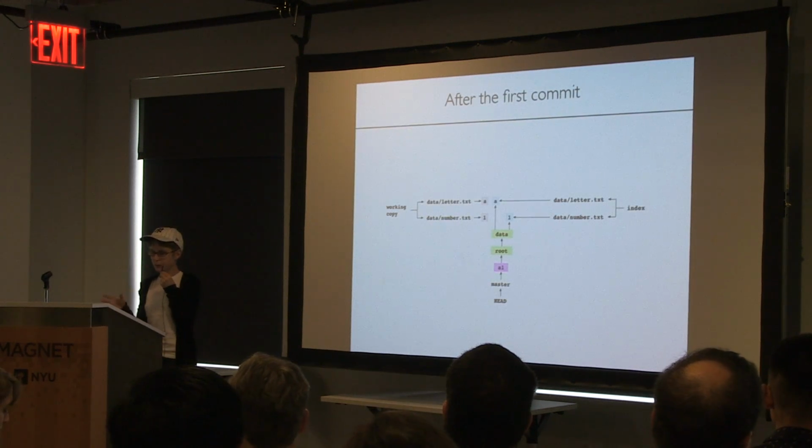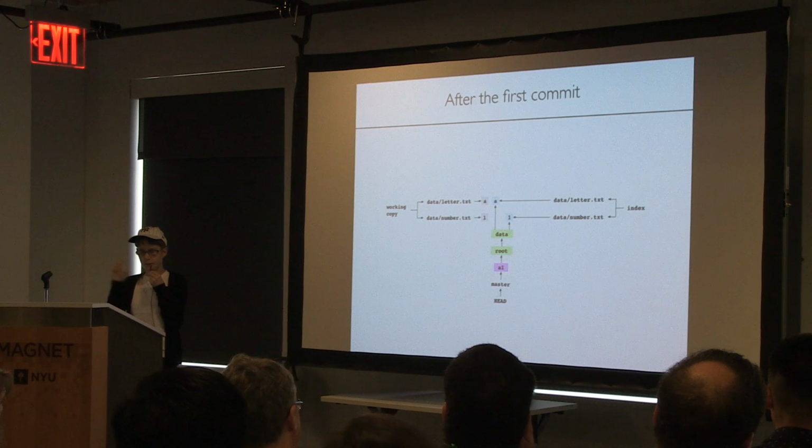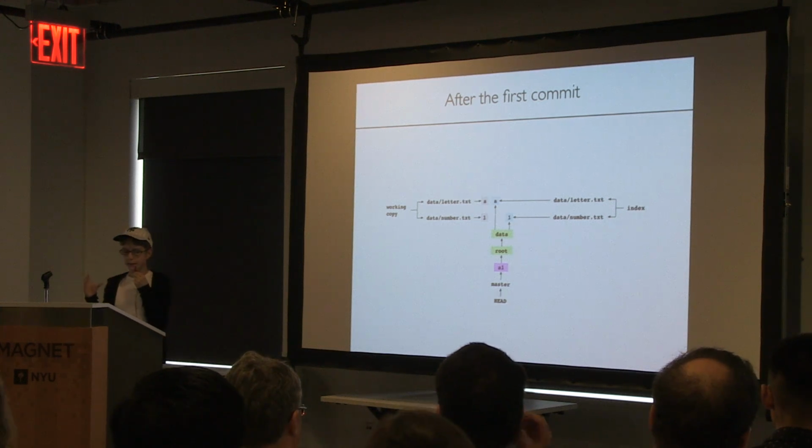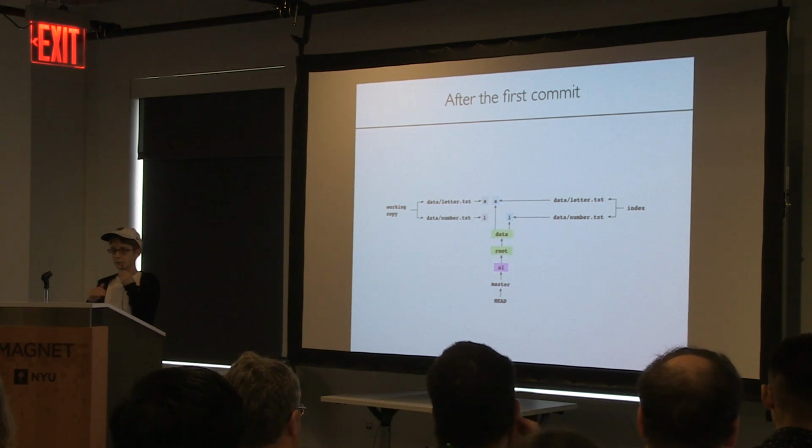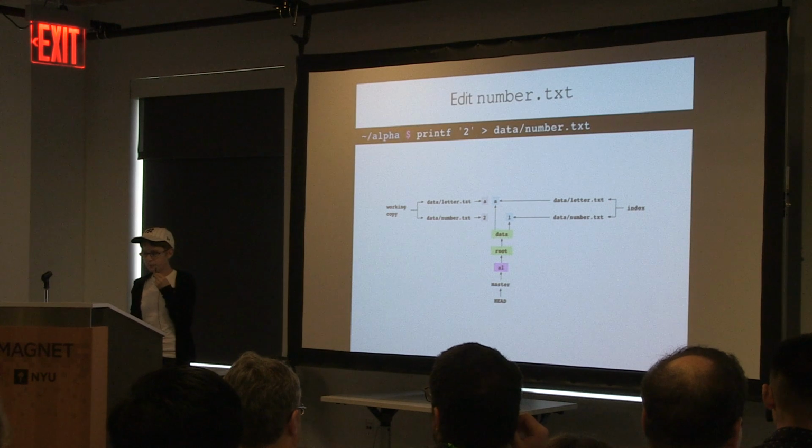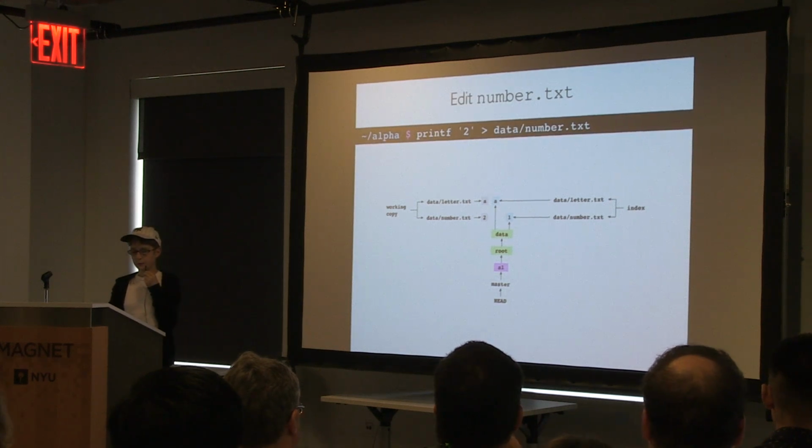I've added back in the working copy and the index. So the working copy, 2 separate files there. Notice how the index ultimately points at the 2 blobs that we've got. Okay? Now let's change number to be 2.